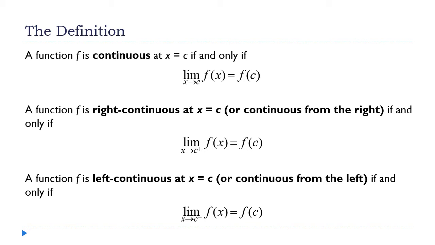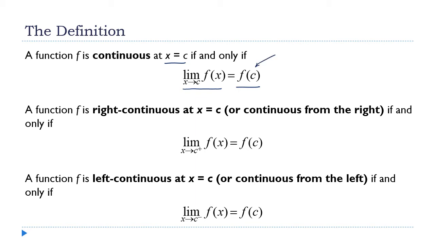Okay, so the first definition, this is our core definition of continuity, right? A function is continuous at a point c if and only if the limit as x approaches c is equal to f of c. Okay, so we're going to look at more detail of this in a minute, but look at some of the implications here.